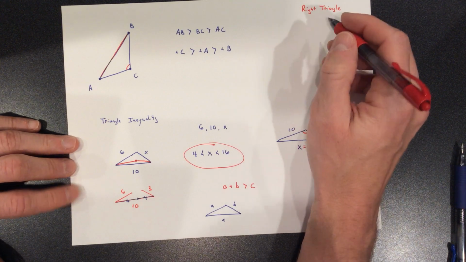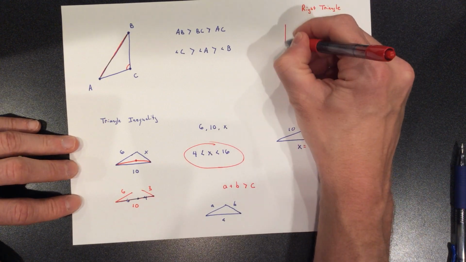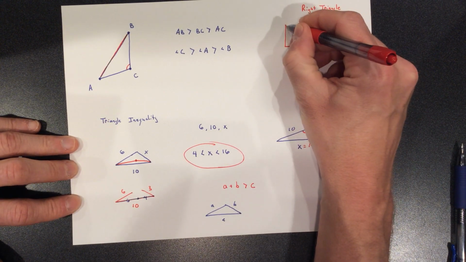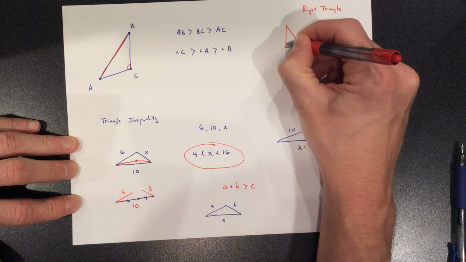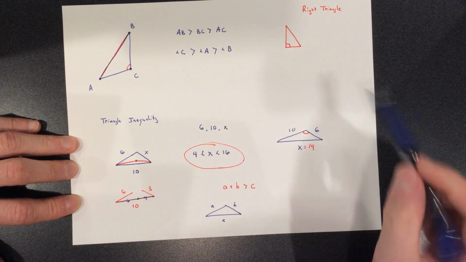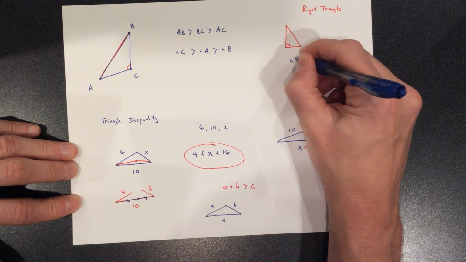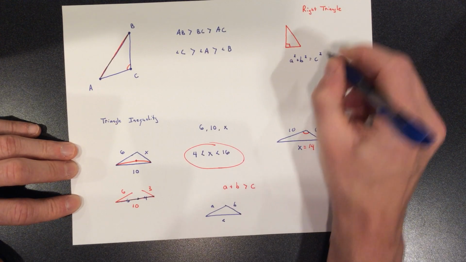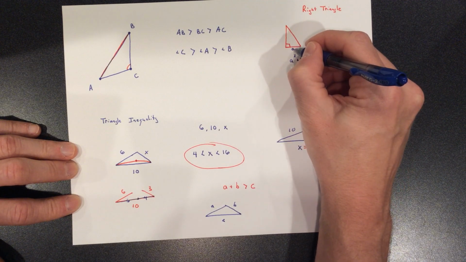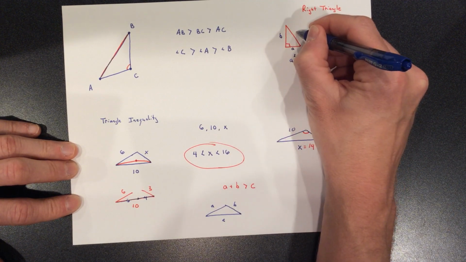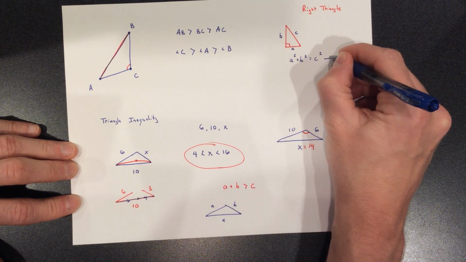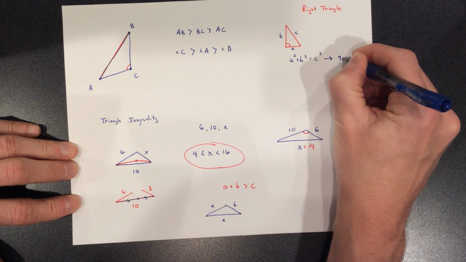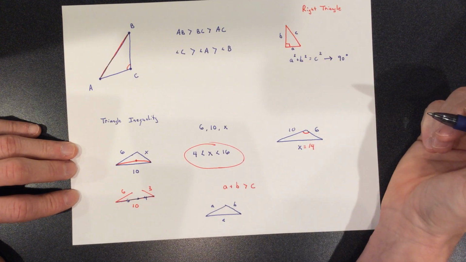Okay, so what does it mean to be a right triangle? So a right triangle, again, is 90 degrees. And for us, we prove that in two ways. Way number one is we actually can use the Pythagorean theorem. If you can show me that a squared plus b squared equals c squared, you actually are proving that it is indeed a right triangle.